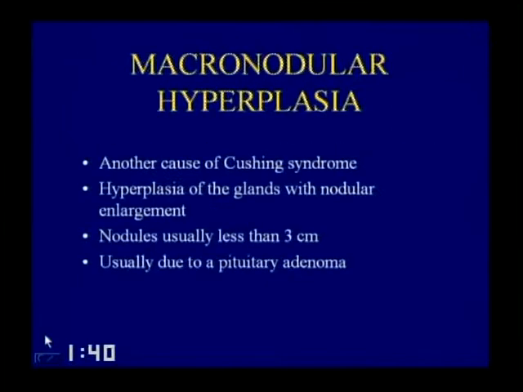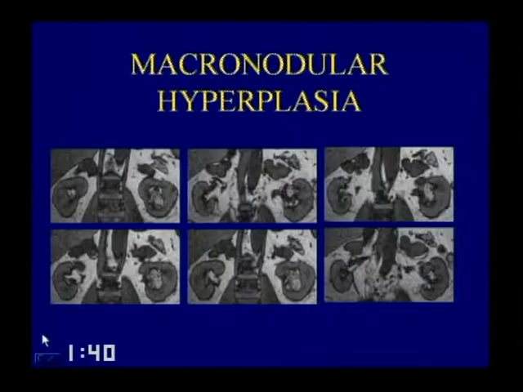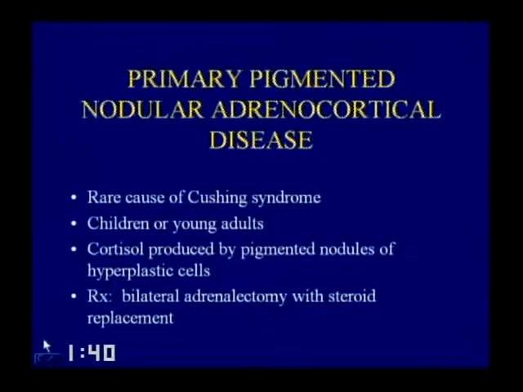Macronodular hyperplasia is yet another cause of Cushing's syndrome, where you get nodular enlargement of the gland. The nodules tend to be less than 3 centimeters, and they are commonly due to pituitary adenomas. Here's an example of macronodular hyperplasia where you can see that there are numerous individual nodules throughout this gland, with a very lumpy, bumpy look to them. Primary pigmented nodular adrenocortical disease has been described in children and young adults, where it is cortisol production by pigmented nodules of the hyperplastic cells. It's treated with bilateral adrenalectomy and steroid replacement.